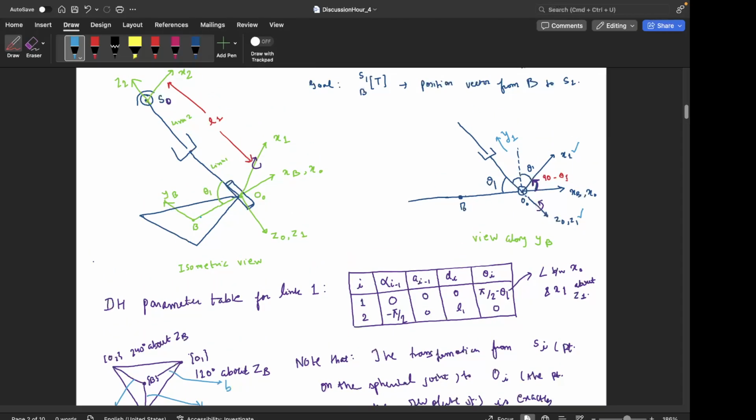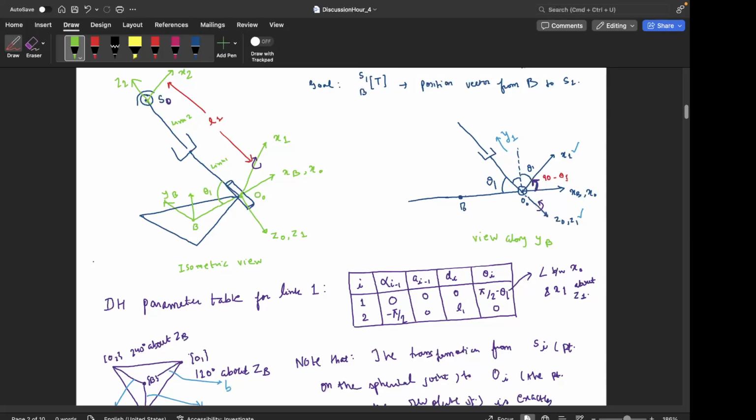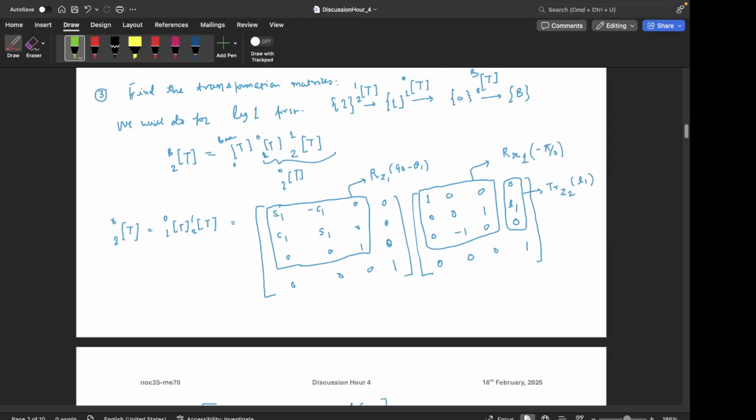Again, let me just make it clear. So what we are doing is, this is the frame, B frame, ZB, YB, XB. We first translate from this point to this point. This is the distance B, and we translate and come here, and then about X0 I rotate by 90 degrees so that ZB is aligned with Z0 and YB is aligned with Y0. Okay, any doubts in this?